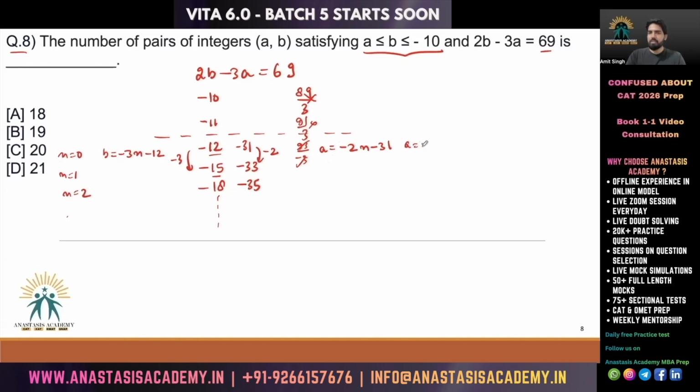Similarly, for a, for n equal to 0, I am getting a as -31. For n equal to 1, I am getting -33. For n equal to 2, I'm getting -35. Now, guys, can you see I can relate a and b. That a has to be less than or equal to b. What is a? -2n minus 31. It has to be less than or equal to b. And b is -3n minus 12.